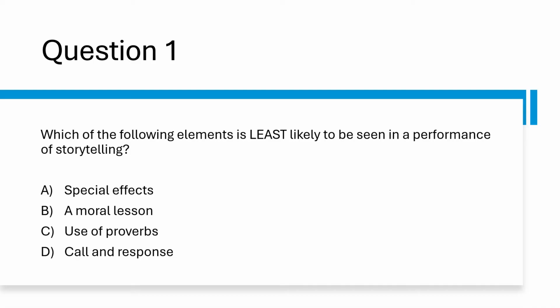And so when you think about the element that's least likely to be seen in storytelling, you know the answer would be special effects. So yes, you might see it there, but very unlikely. You won't have any smoke machines, you won't have any people coming down out of the roof, etc. All these kinds of fancy things that give the special effects. And so the answer here is A. Let's jump to the next question.